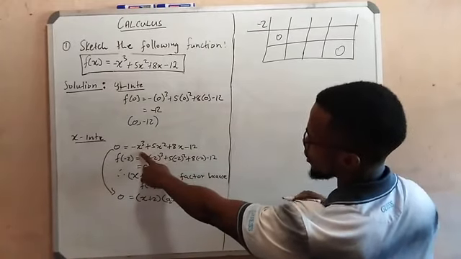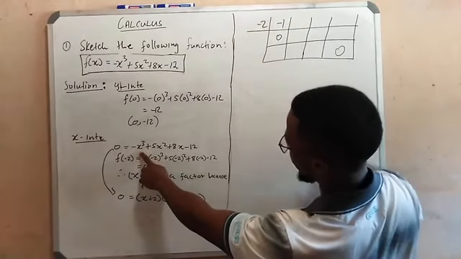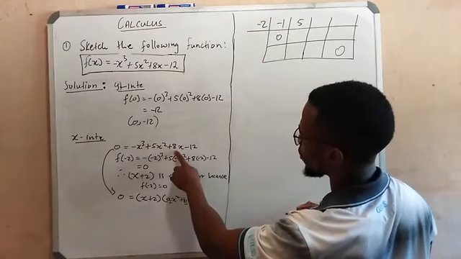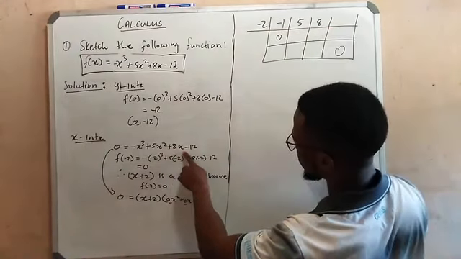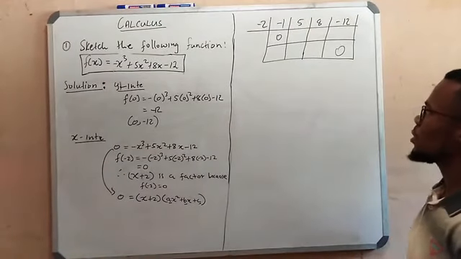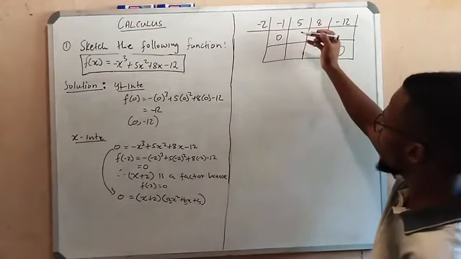What is the coefficient of x cubed? It is minus 1. What is the coefficient of x squared? It is positive 5. The coefficient of x is 8. And what is the constant number here? It is minus 12. So let us start now.